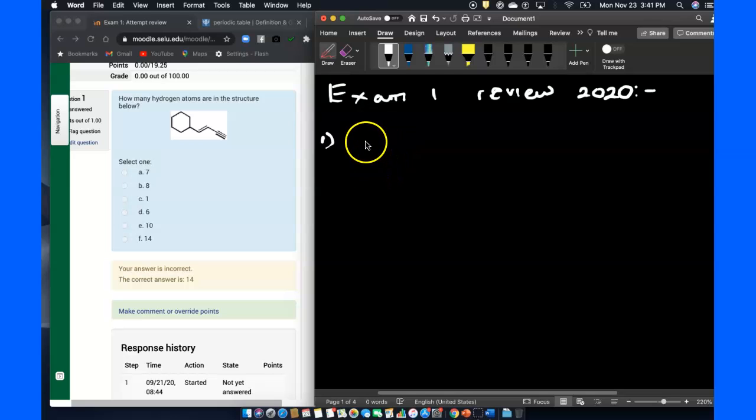Okay, this is your exam 1 review 2020. Question 1 says, how many hydrogen atoms are in the structure below? You need to know that every carbon must have 4 bonds if the carbon is not charged. Where there's a triple bond, there's actually a carbon in there, and there's a carbon at the end, and you want to show the 4th bond of the hydrogen. So this one right here at least shows you the hydrogen at the end, which was the catch.